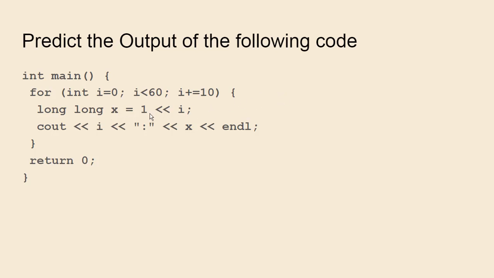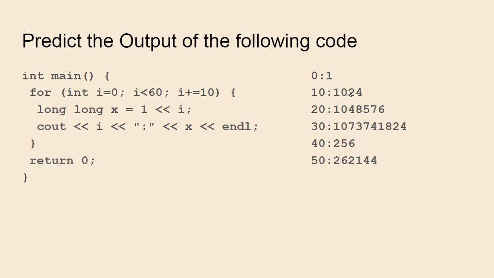Because 2 to the 40 and 2 to the 50 are bigger than what can be represented using 4 bytes, we use long here. So we expect this will print out the powers of 2 up to 2 to the 50. But if you run it, here's what you get. Up to 30 is correct. So we have 1K, 1 meg, 1 gig. But for 40, we actually have a very small number.